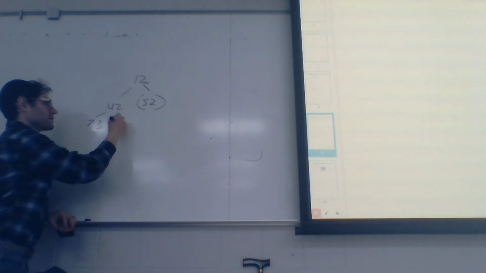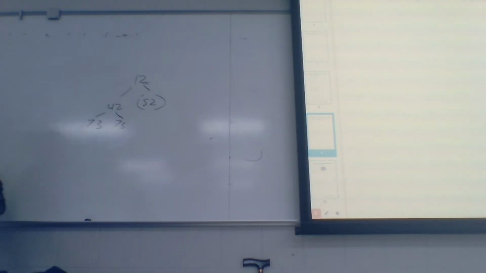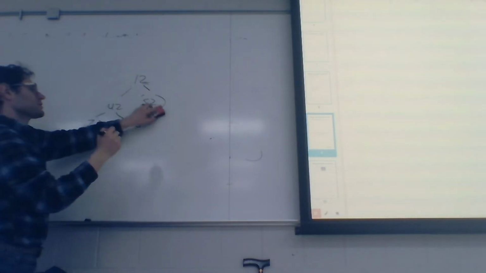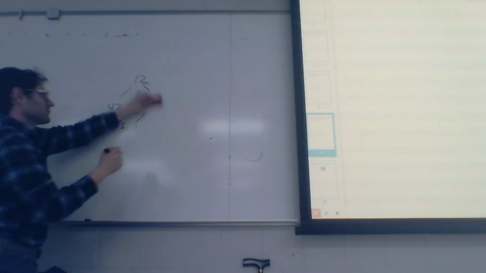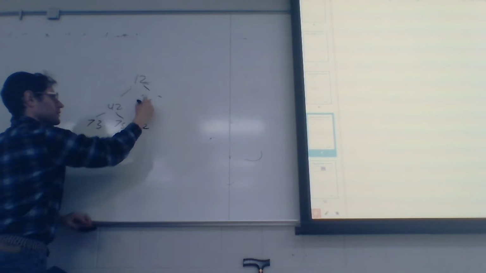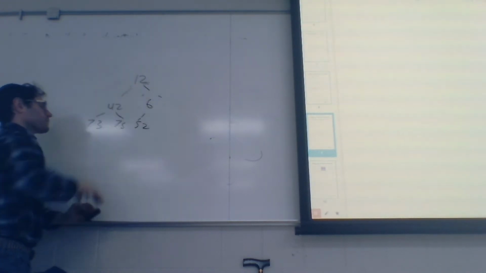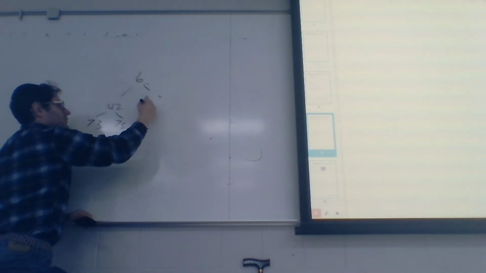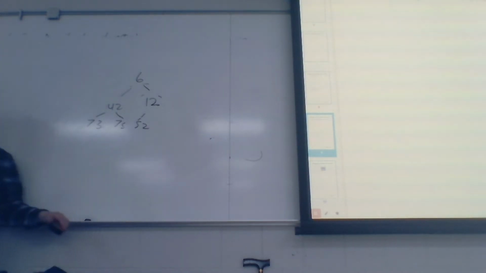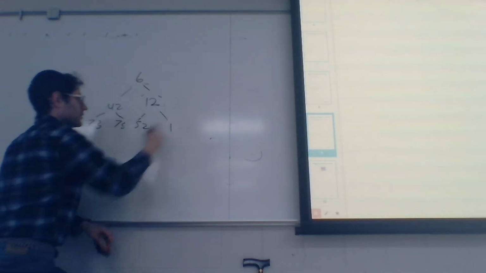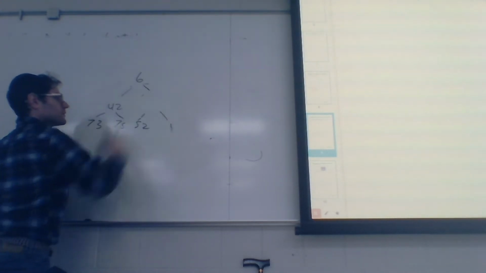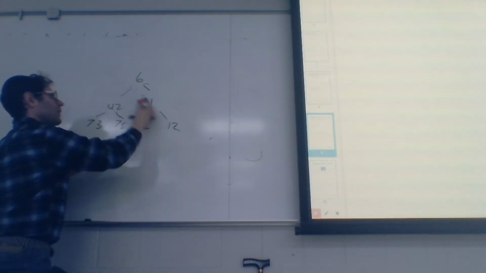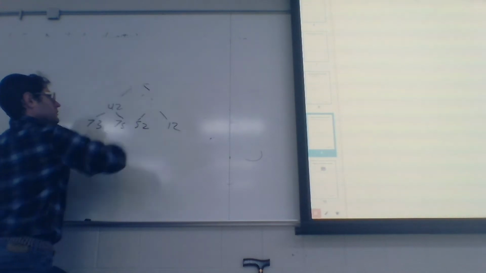75. 75 is nice and heavy, so it stays put. 6 is light. 6 goes over here. 6 swaps with 52. 6 is still pretty light. It's lighter than its parent, so we swap it with its parent. 1 is also very light. 1 swaps with 12. 1 swaps with 6.